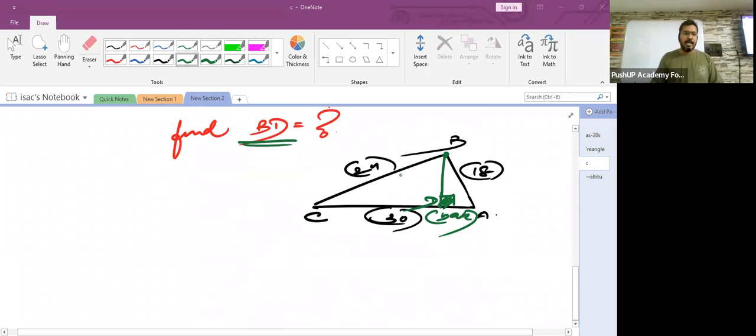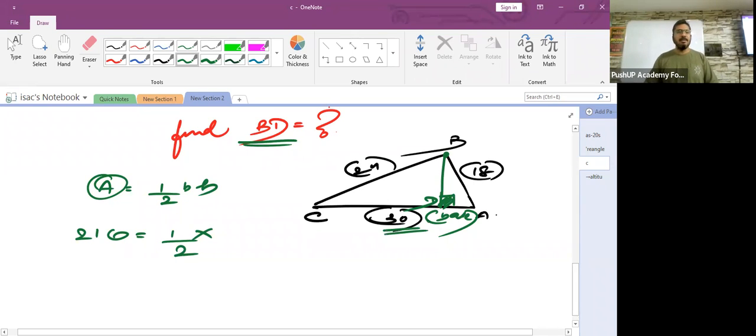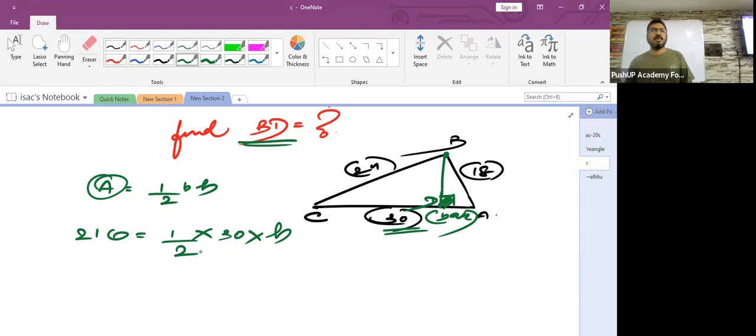So children, area is equal to 1/2 into base into height. How much is the area? 216, which is equal to 1/2 into. What is the base here? For this particular scenario, what is the base here? 30. And h is the corresponding height of the base AC. All right. Can I frame this equation, children? Yes, I can frame this equation.